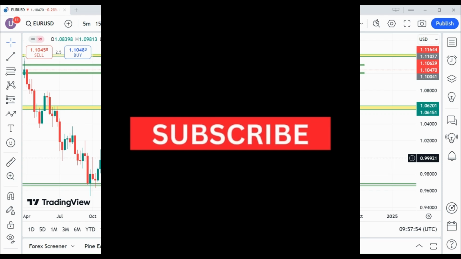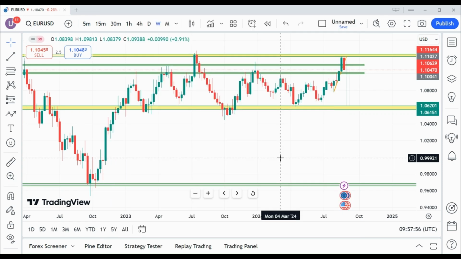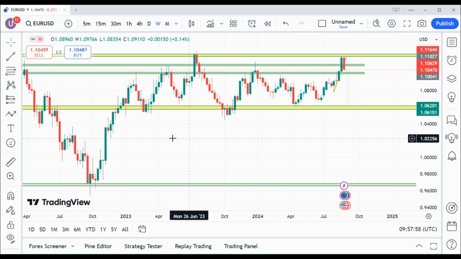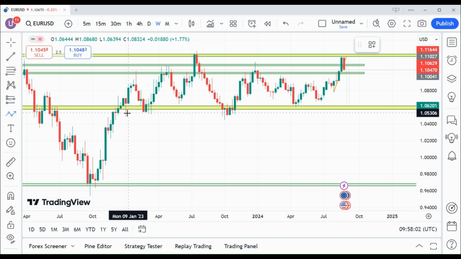This is EUR/USD technical analysis starting from the weekly time frame. So let's move. You can see this yellow bar here. This is a weekly support level because when price comes here, it snaps up. When price comes back again, it snaps up.